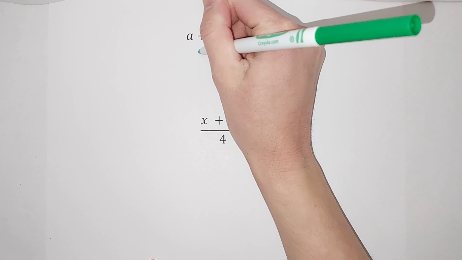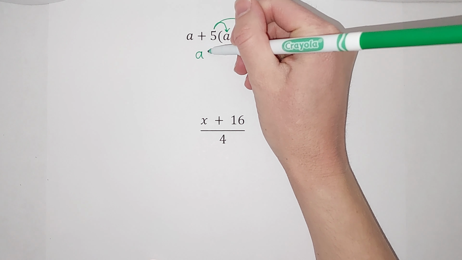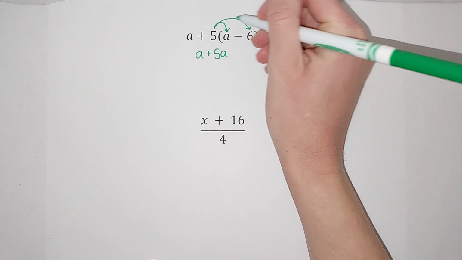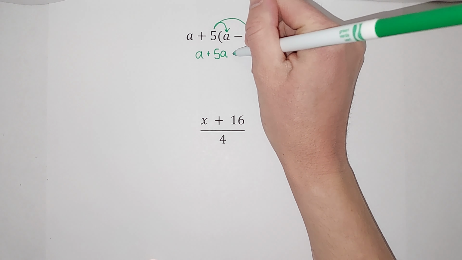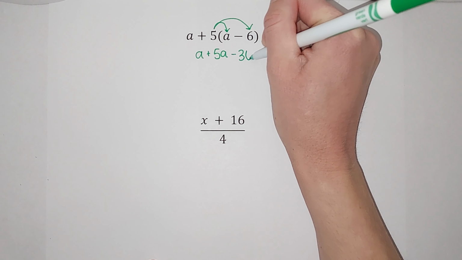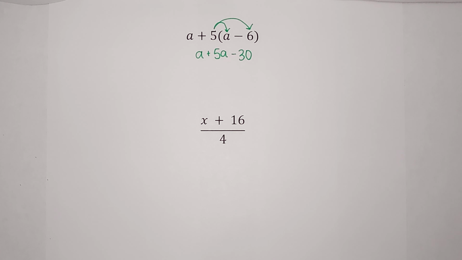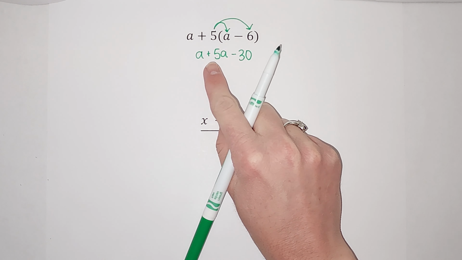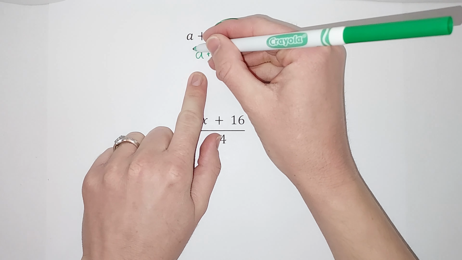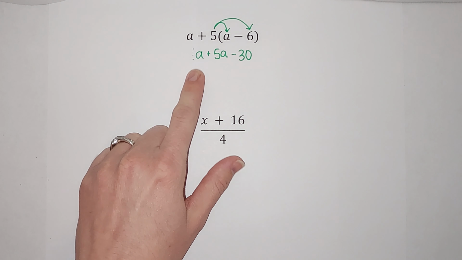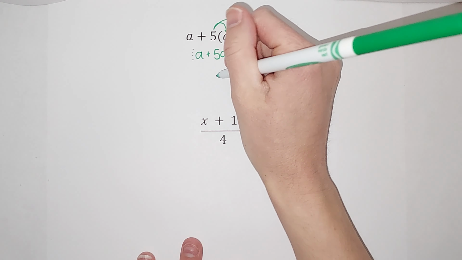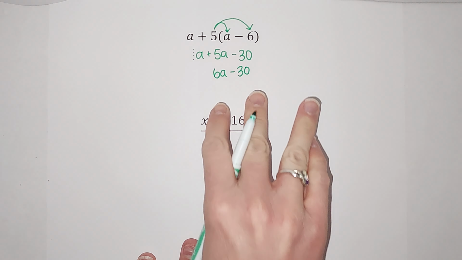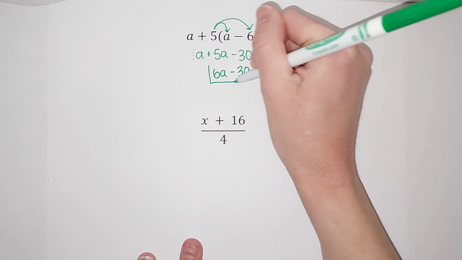So I'm going to have A plus 5 times A gives me 5A. And 5 times a negative 6 gives me negative 30. From here, I'm going to combine like terms. So I have two terms that have an A. This is like 1A. We just usually don't write the 1. So 1A plus 5A's would give me 6A's minus 30. And because these aren't like terms, that is as simplified as I can get it.